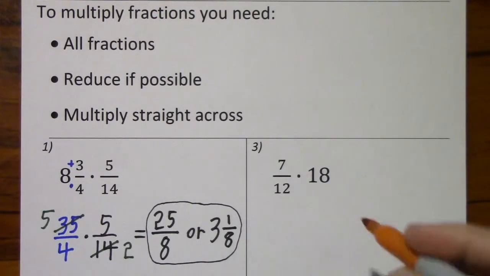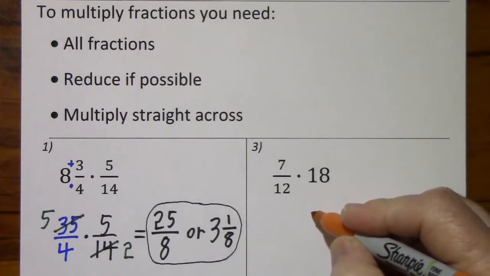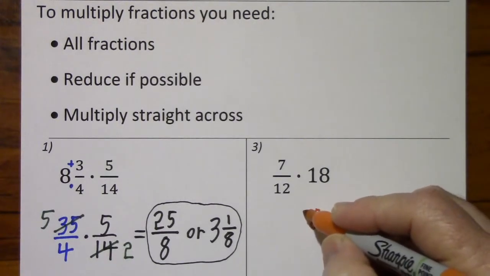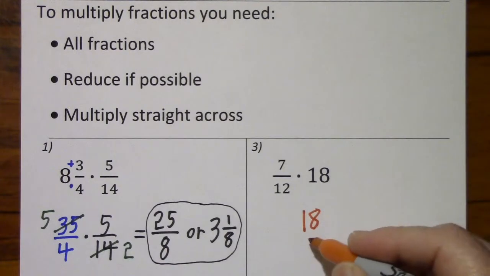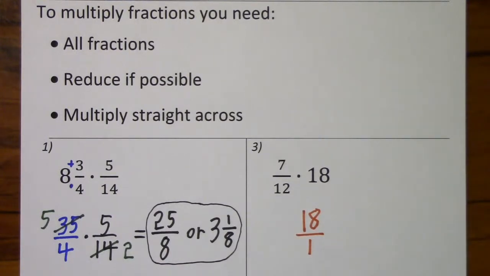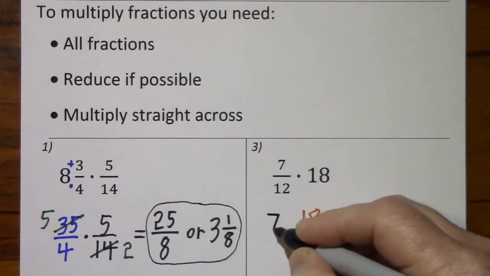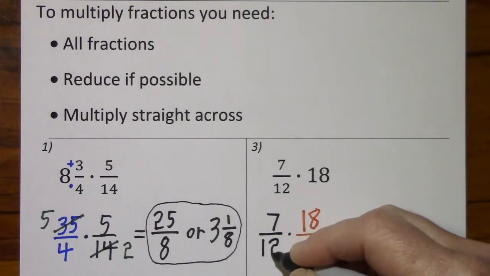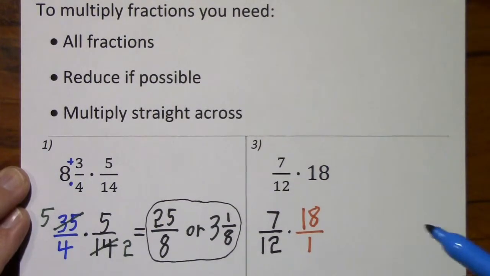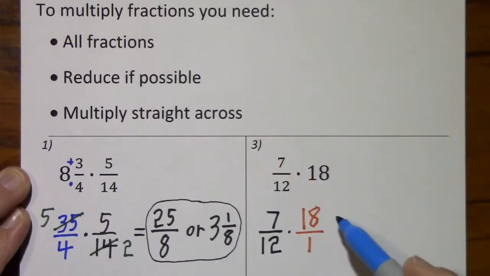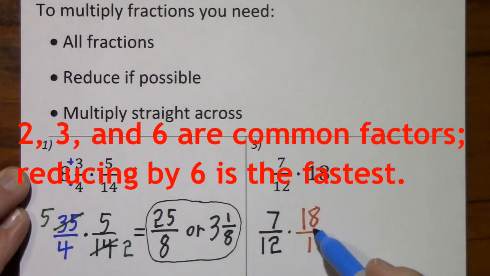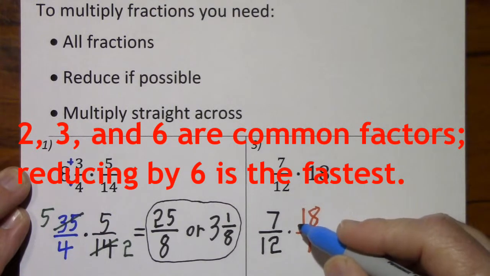With this problem, we'll first have to rewrite 18 as a fraction. Simply put the 18 over a 1. Bring everything else down. And now we will reduce diagonally. A common factor is 2. But the greatest common factor is 6. So we'll reduce by a factor of 6.